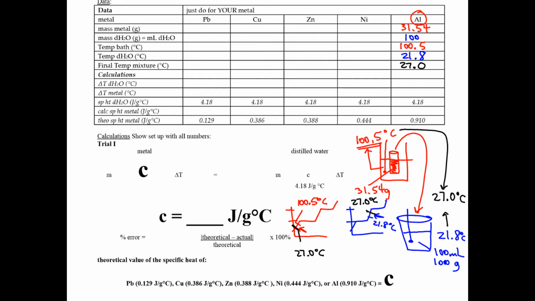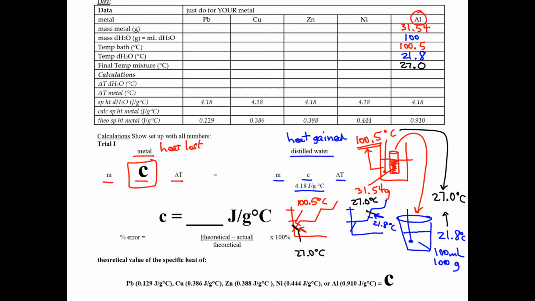The MC delta T of the metal, which is the heat lost by the metal because it was hot, is equal to the distilled water heat gained. So we're assuming that all the heat lost is equal to the heat gained. So the metal is going to have, because it's in zone 1, an MC delta T, and the water in zone 3 is also going to have an MC delta T. And we know the specific heat of water is 4.18, and the whole point of the lab is what is the C value of the metal? What is the specific heat of the metal?